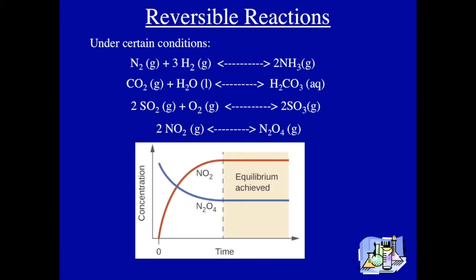So if we had a container that originally was filled with dinitrogen tetroxide, we would see over time an increase in nitrogen dioxide, until finally the concentrations of each are equal, so that the amount of dinitrogen tetroxide decomposing into 2 moles or 2 molecules of nitrogen dioxide is the same as the molecules of nitrogen dioxide that are combining to form dinitrogen tetroxide.